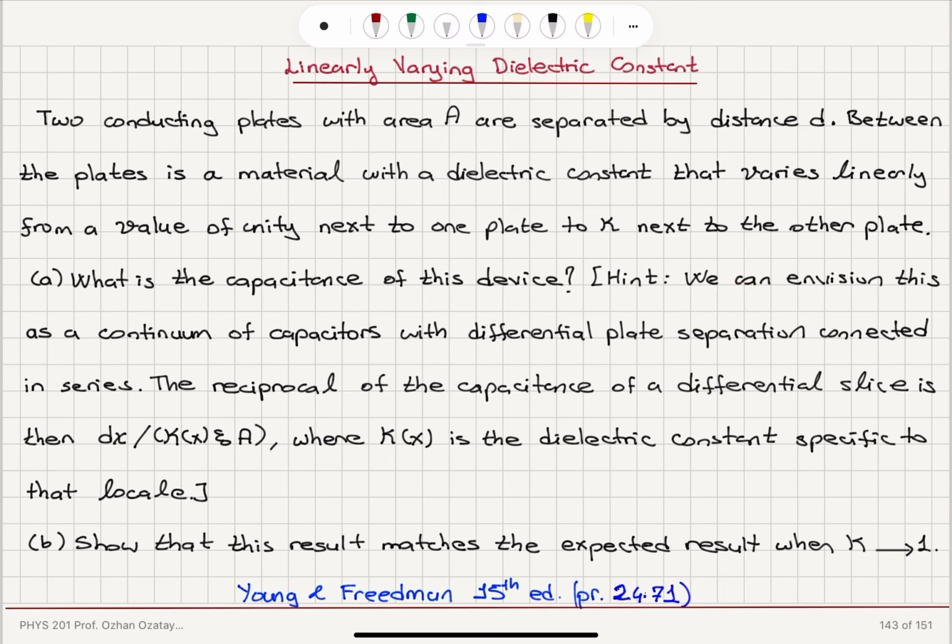We can envision this as a continuum of capacitors with differential plate separation connected in series. The reciprocal of the capacitance of a differential slice is then dx over kappa of x epsilon 0 A, where kappa of x is the dielectric constant specific to that locale. And part B showed that this result matches the expected result when kappa becomes 1.